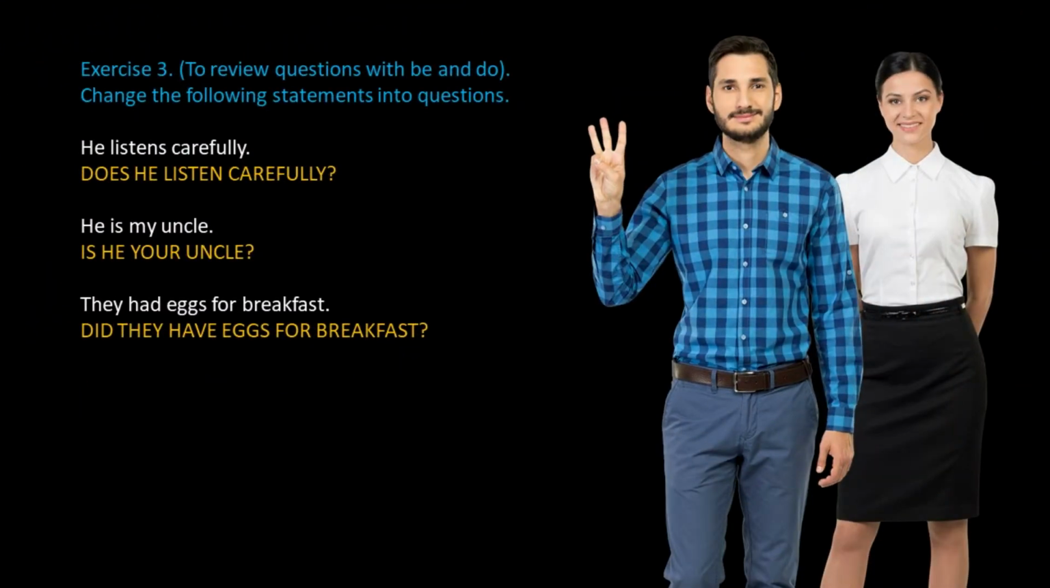Exercise 3. To review questions with be and do. Change the following statements into questions. For example, He listens carefully. Does he listen carefully? He is my uncle. Is he your uncle? They had eggs for breakfast. Did they have eggs for breakfast? Now, please do the following exercise. You can pause your video until you finish the exercise.